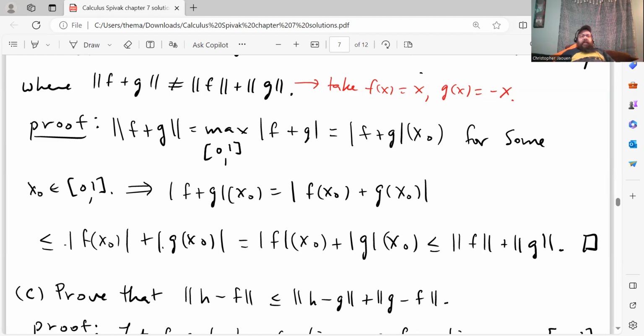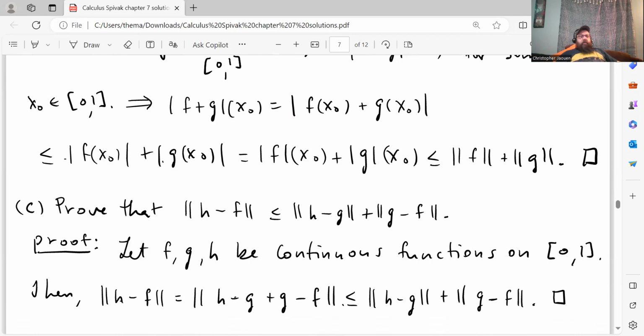And that implies that the absolute value of f(g + x0) is equal to the absolute value of f(x0) plus g(x0). By the triangle inequality, that's less than or equal to the absolute value of f(x0) plus the absolute value of g(x0). By definition, that's less than or equal to max f plus max g, right? Just by the definition of max f and max g. So that shows part B holds.